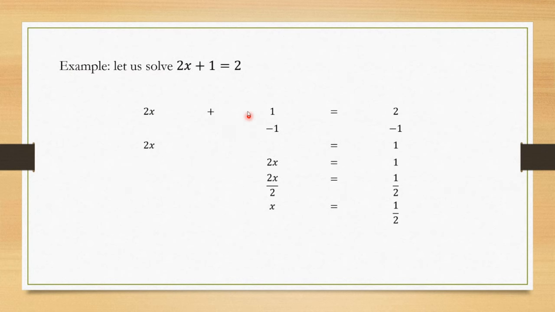Okay, so that's what I'm doing here, right? I'm subtracting 1 from both sides, as you can see. We have 2x equals 1. Then we divide both sides by 2, right? Because we have 2x equals 1, but we want x. So we divide, we get x is a half.